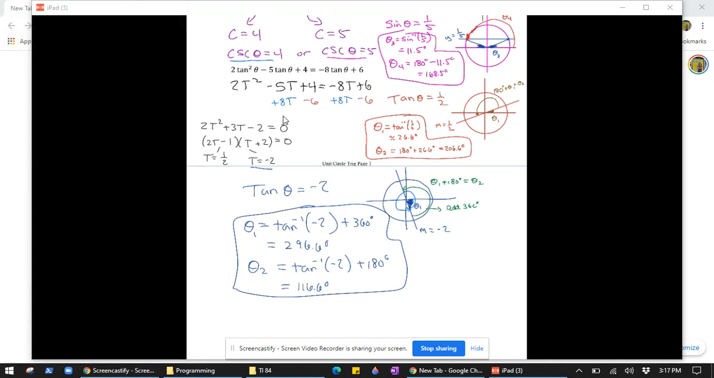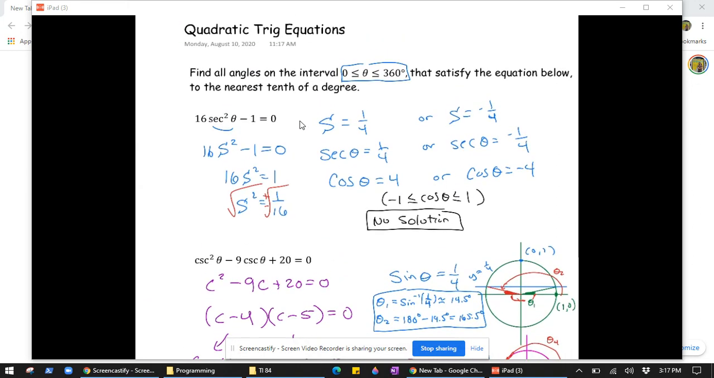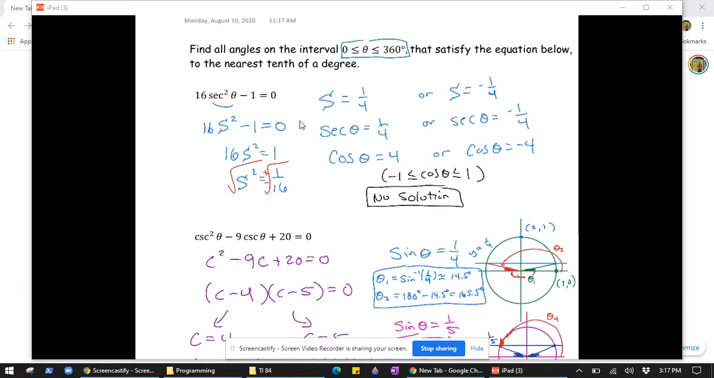Okay, so that was solving trigonometric equations that are layered in with a quadratic. That's why you get multiple answers. The key thing to note here is if you have a graphing calculator, you can do these problems by graphing, and I have another video where I show you how to do that.